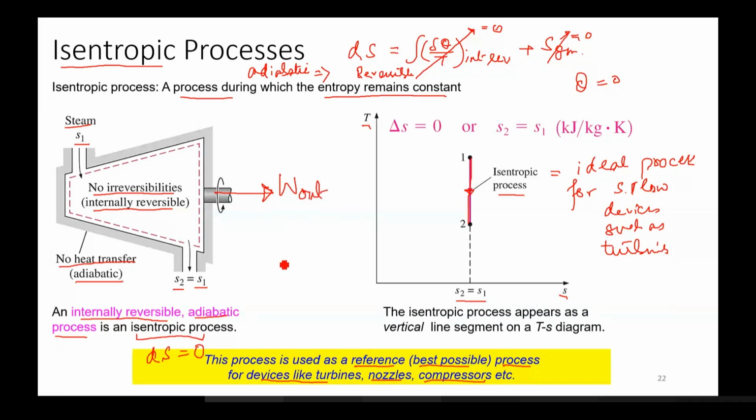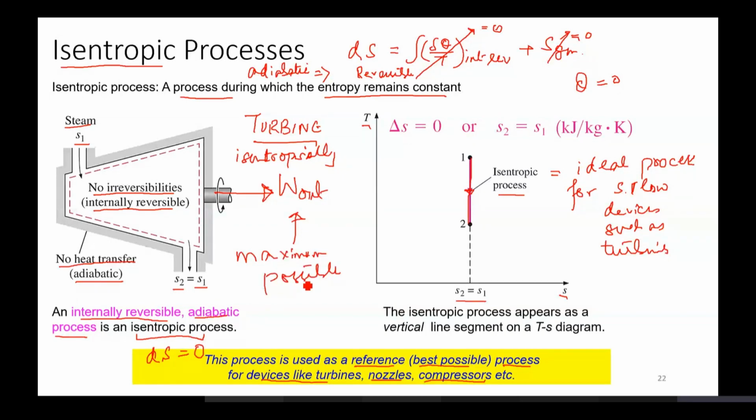Yes. All right. So if a turbine is working isentropically, the work out would be maximum or minimum? Maximum. It would be the maximum possible work out.